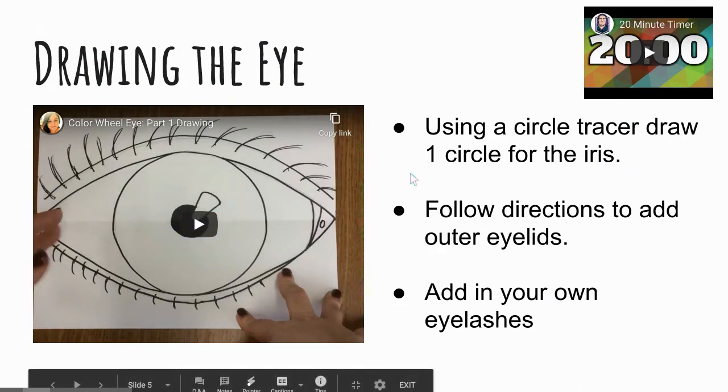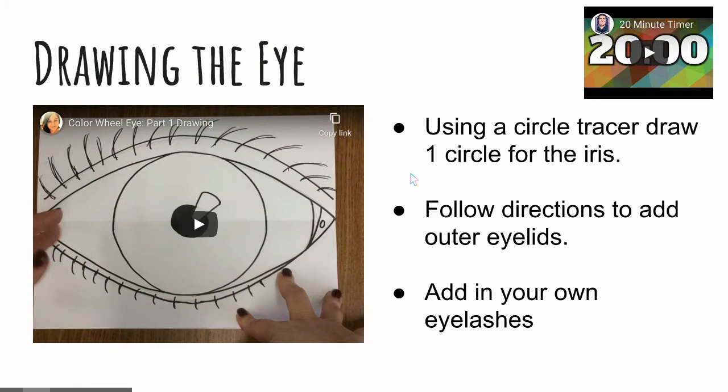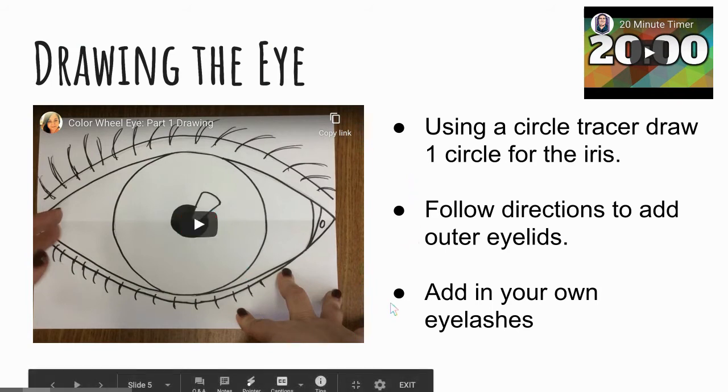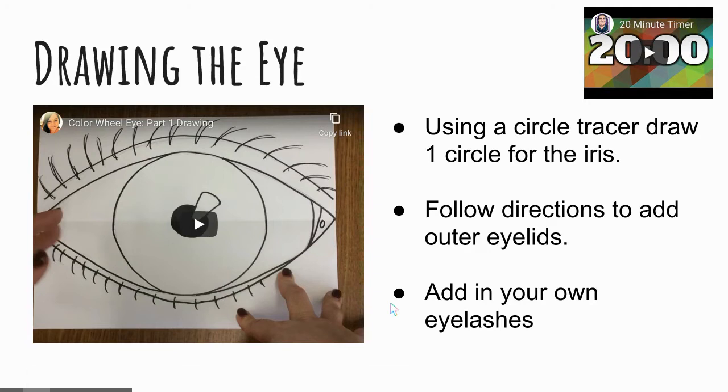And since we don't have circle tracers, I'm going to show you some different tricks of how we can try to draw this. And then I will have the examples in our Google Classroom on how to follow adding in the outer eyelids and then adding in our eyelashes.